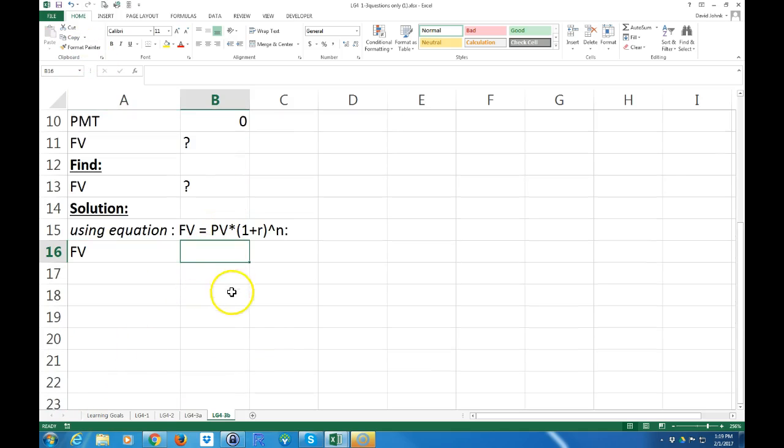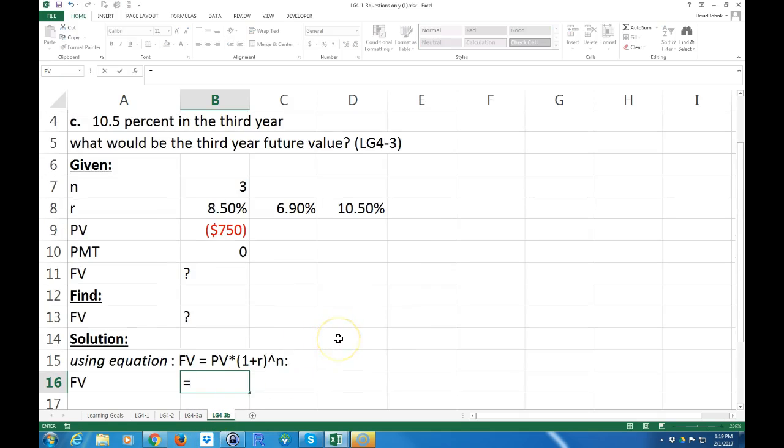So using this equation, I go equals the present value. Again, we want to make that positive, so I'm going negative this, times parentheses 1 plus this one, times parentheses 1 plus this one, times parentheses 1 plus that one. So I'll be taking it times itself 3 times. That's with the third power.